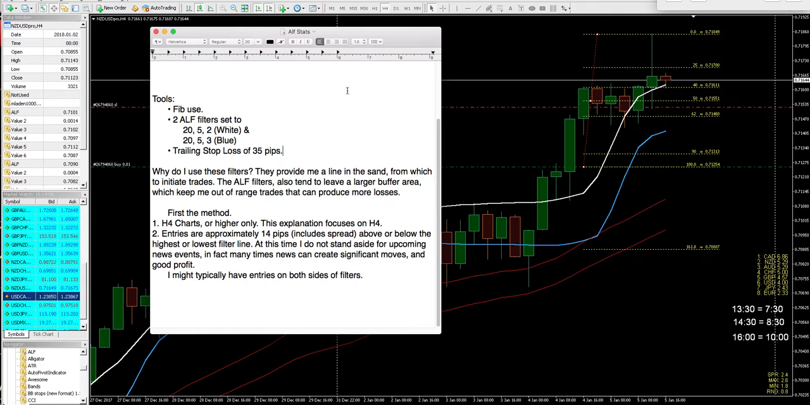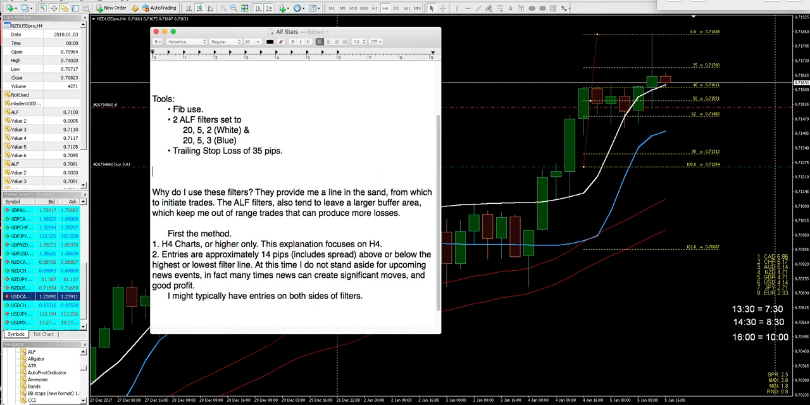Okay, so what I use is a couple of ALF filters. It's the blue line down here and the white line up here. These are adaptive Laguerre filters. Settings are as such: on the white one, it's 20, 5, and 2. On the blue one, it's 25 and 3. I use a trailing stop of 35 pips. My fixed stop is 22.